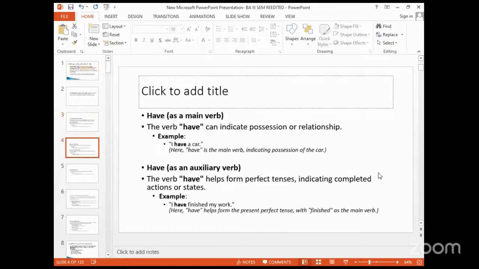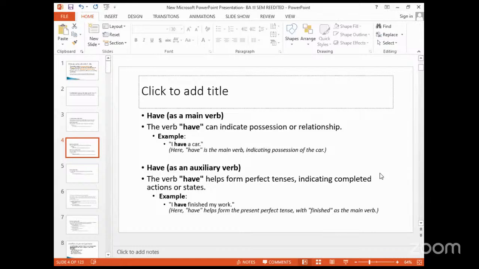Now, have as a main verb. Though it's a helping verb, the verb can indicate possession or relationship. For example, I have a cat. Where if you notice, have is the main verb indicating possession. I have a car, right?